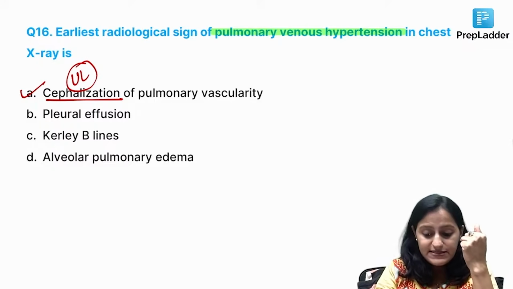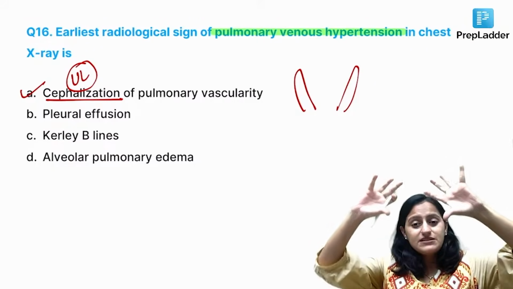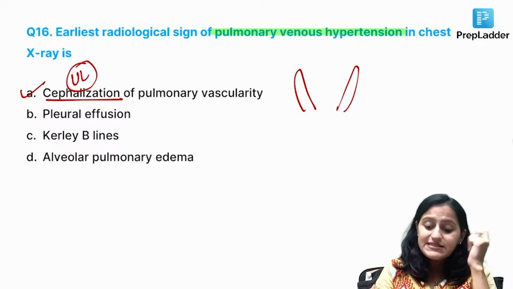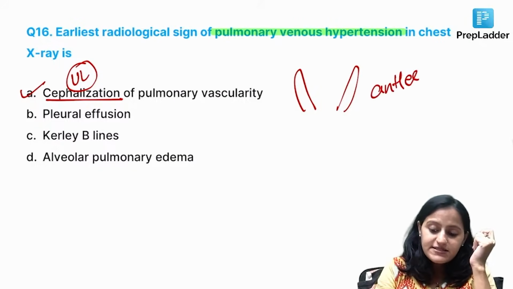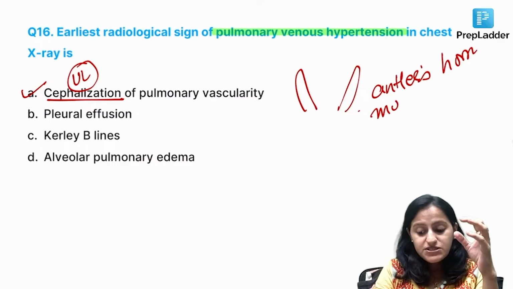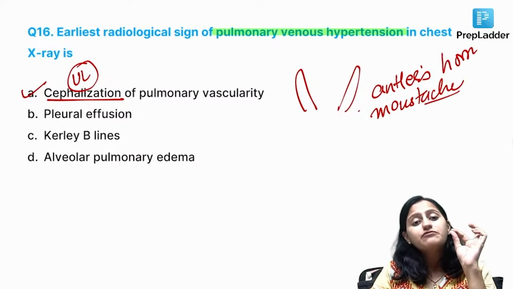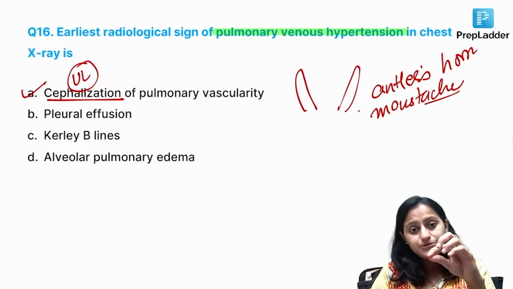So what sign does it give here? You see the upper lobe vessels prominent: hands up sign, or the stag antlers horn sign, right? Or it is also called the inverted mustache sign. Okay, so that is what it gives. It is suggestive of pulmonary venous hypertension.